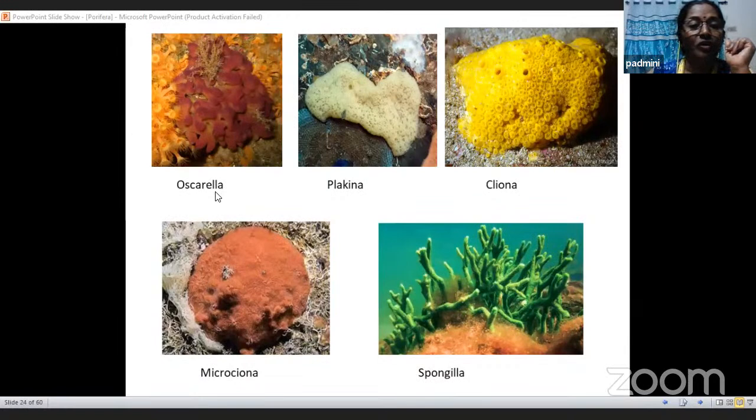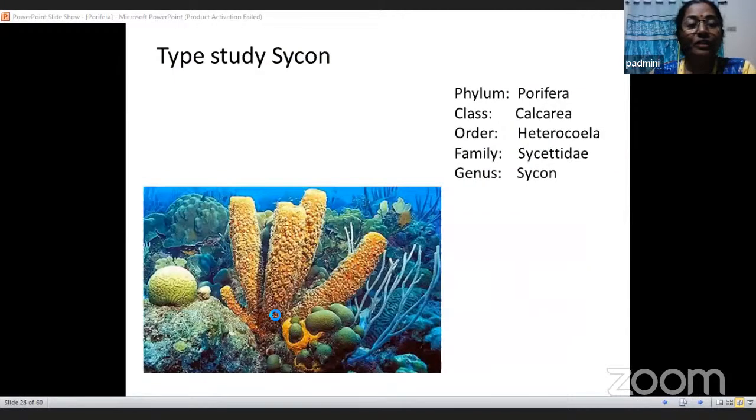This is Oscarella, the red colored, bright colored ones you can see over here, the Plakina, the Spongilla. So that's why we told that they resemble plants. Earlier, these sponges, Porifera, were placed under the plant kingdom, thinking that they are plants. But later on, when they came to know that they are not plants, they were placed under a different phylum, Porifera. Cliona, the local ones, and Microciona, another type of sponge over here. So these are the examples.